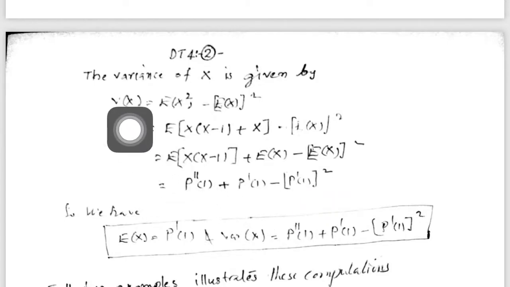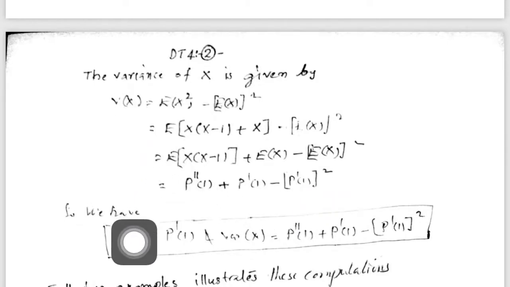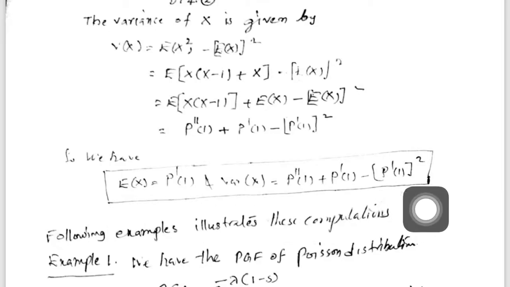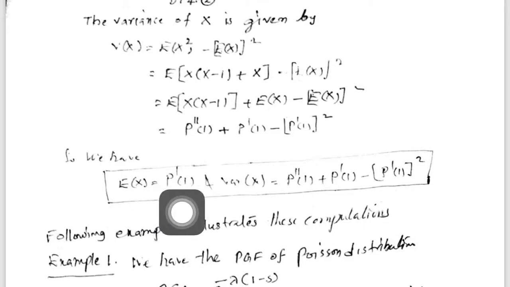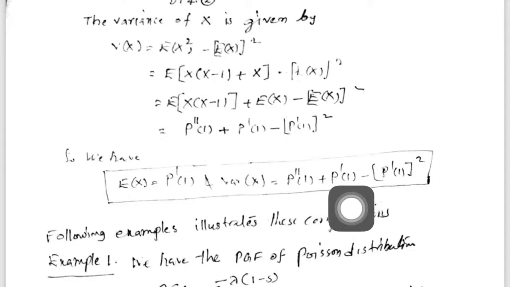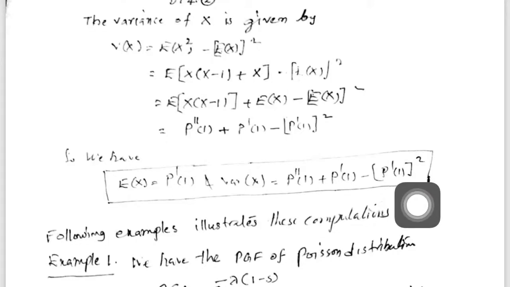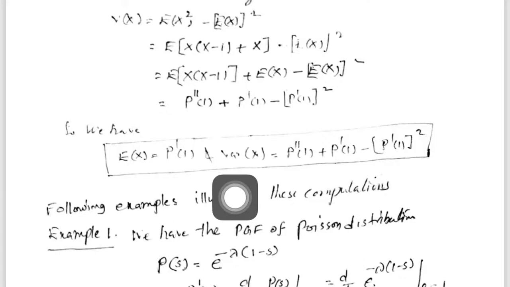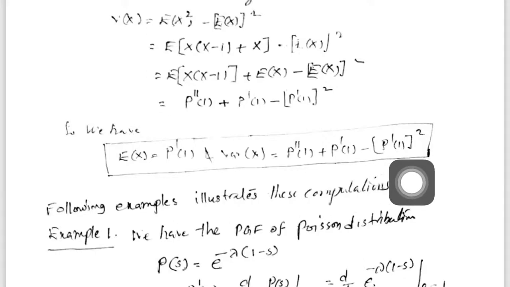It is the variance. So a simple technique you can have for finding the expectation of x and variance of x, and I have consolidated these two results here in this box. Expectation of x equal to P prime 1 and variance of x equal to P double prime 1 plus P prime 1 minus P prime 1 the whole square. Of course this will be very useful for your branching process in stochastic processes.